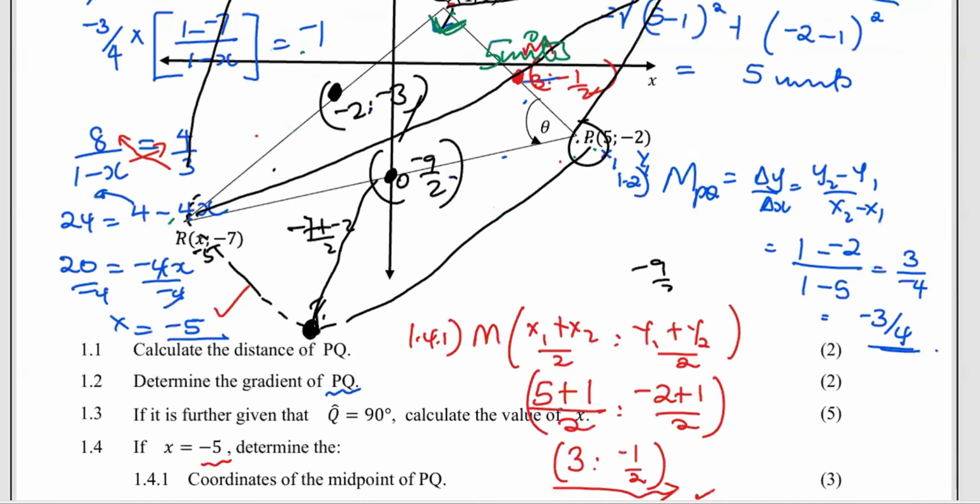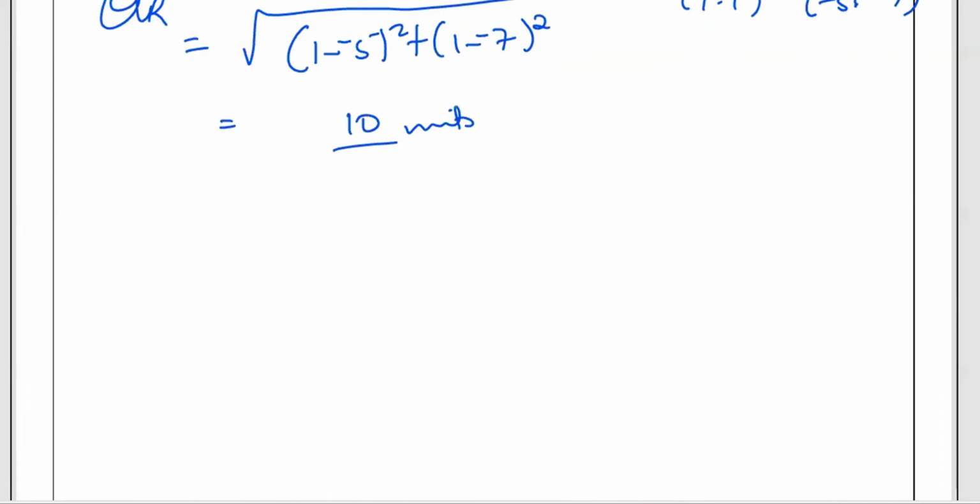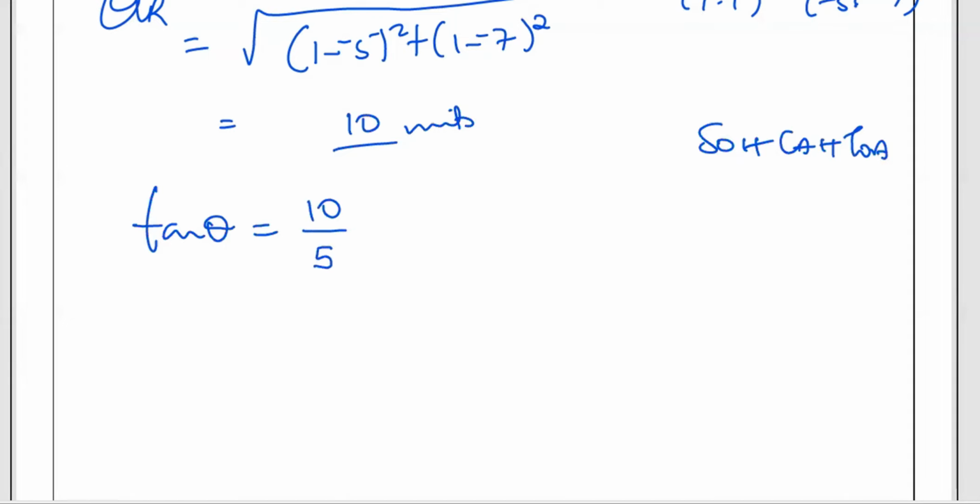Then we know that if this is the opposite, this is the adjacent. The trig ratio that combines opposite and adjacent is the tan. So I'll say that tan of theta is equal to the opposite, which is 10, over the adjacent, which is 5. So tan of theta is 2. So theta will be shift tan of 2.